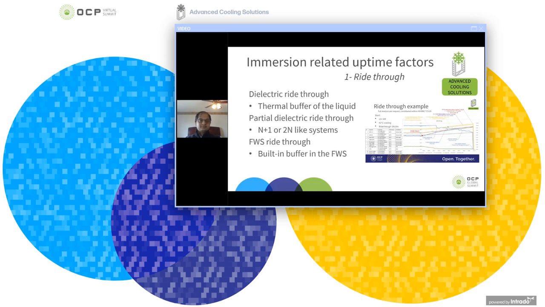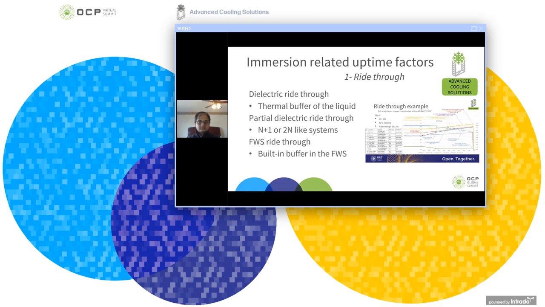Dielectric write-through basically describes the thermal buffer of the liquid itself, and the ability of the liquid to keep absorbing thermal energy without any kind of circulation or cooling system that is active. So think about a mechanically circulated solution where a pump fails. How much capacity is there in the liquid to support a platform before the platform becomes overheated? Especially when following the immersion optimized IT equipment white paper, which is part of another presentation, this thermal buffer may be drastically increased.